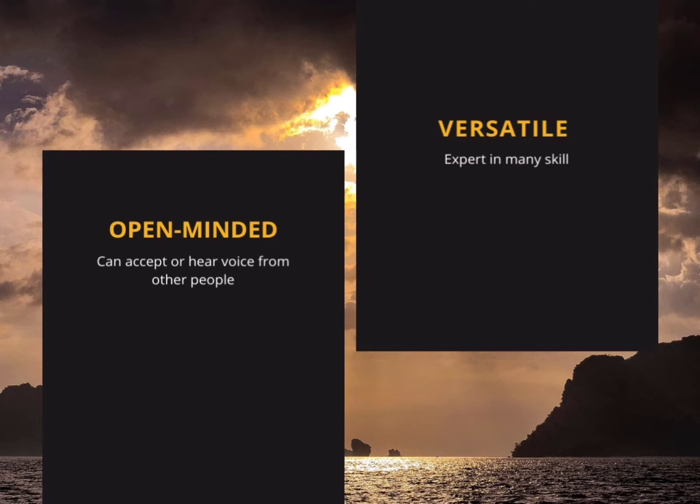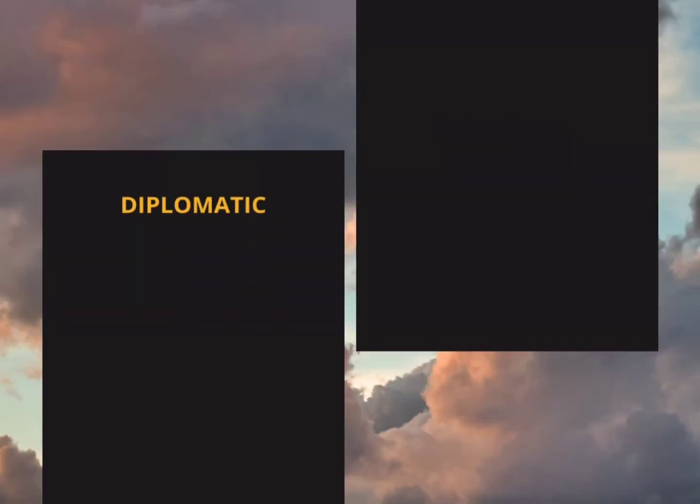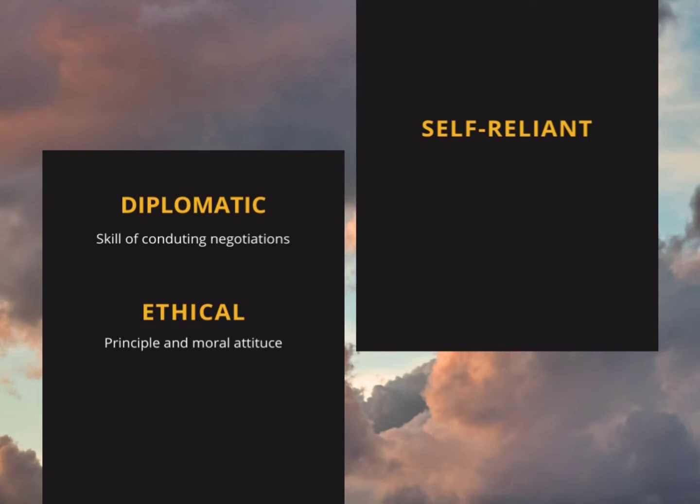Next, personal attribute is tenacious. Auditors need to be tenacious because they will have many problems to face in their work later. Next attribute is diplomatic. If the auditor has this attitude, they will be able to conduct any negotiation in any case. Besides, an auditor also needs to be ethical in their work because the client will look at the performance in principle and moral attitude also. Next attribute is self-reliant.